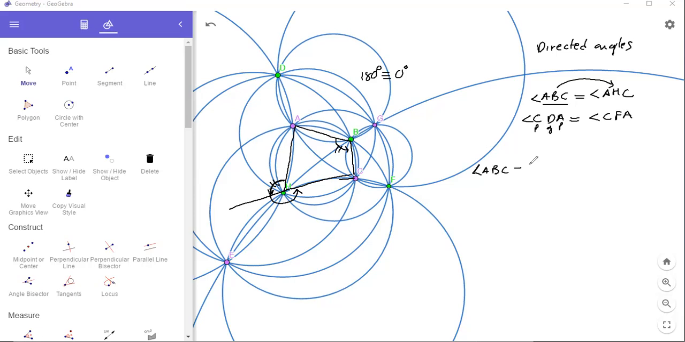ABC plus CDA plus AHC plus CFA. Okay, so let's take this sum. So we're just going to discover some very nice stuff here. This is an efficient way of going about it. You could just explore lots of angles and come up with the right equation.